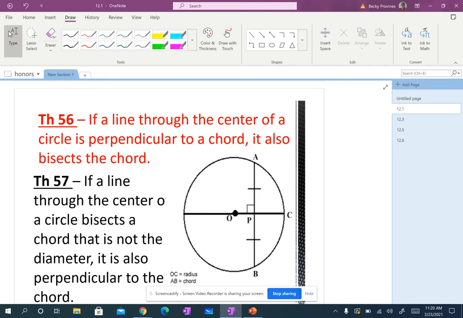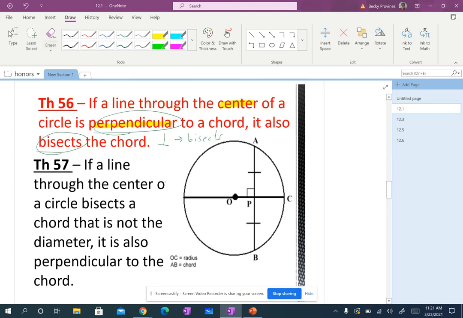Theorem 56. If a line through the center of a circle is perpendicular to the chord, then it also bisects it. So we have to look and see what it says first. A line through the center, okay, so we're talking about right here, and it's perpendicular, then it also bisects. Okay, so these get really confusing, but on this one, you have to know that it's perpendicular first, then it bisects. So perpendicular, then bisects, and that's theorem 56.